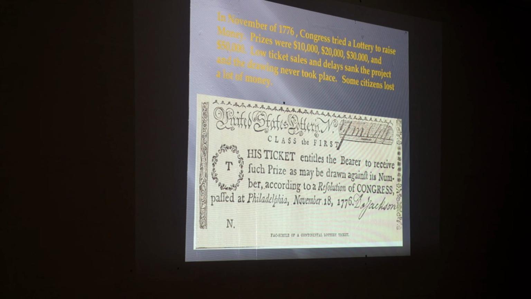There were two sort of amazing anomalies for me to learn about anyway during the colonial war period. One of them was a lottery that the Continental Congress set up to raise money. They issued lottery tickets. The prizes were quite handsome, up to $50,000, which would be something today even. They sold tickets, but unfortunately sales were poor, the drawing never occurred, it was a scandal, and people lost money.